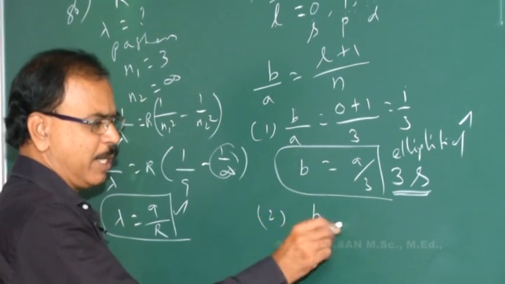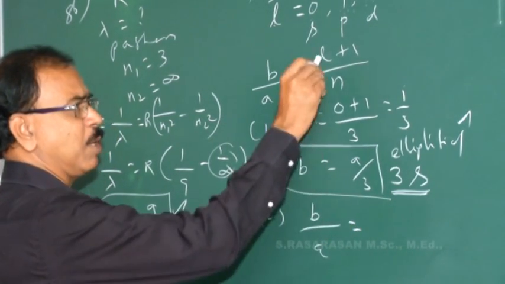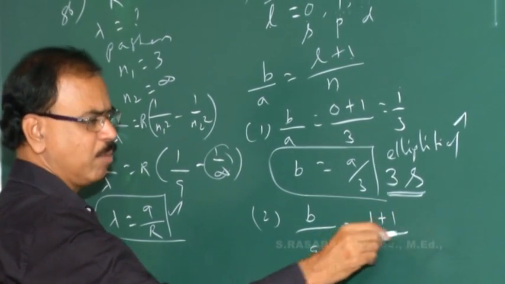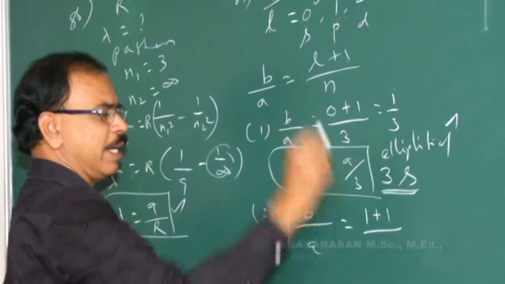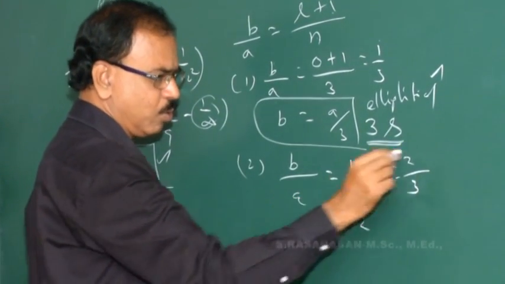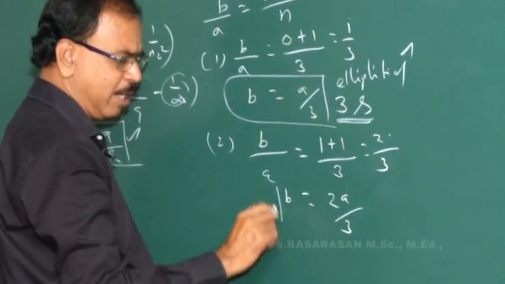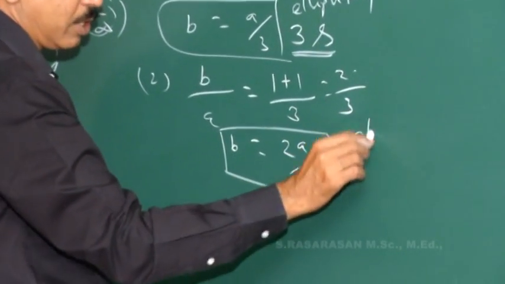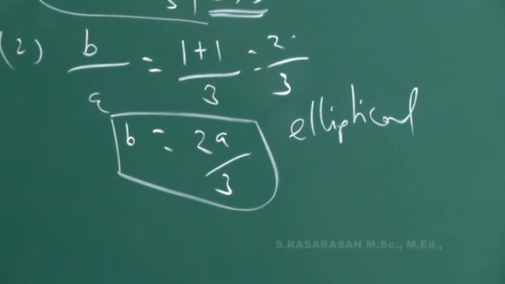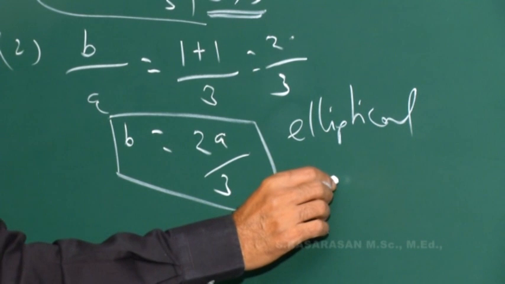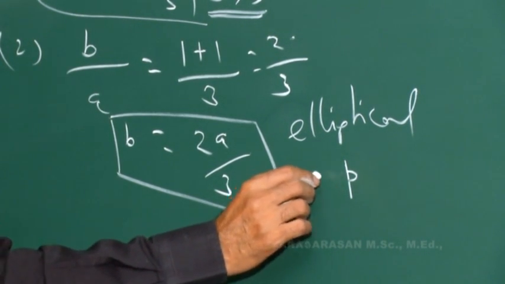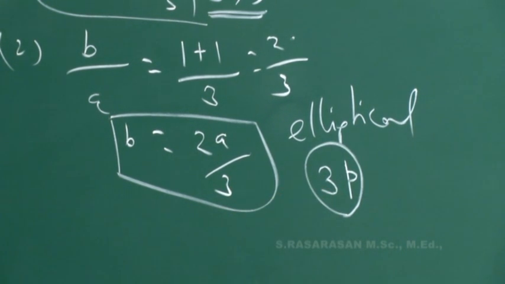Second, repeat the formula: b by a is equal to (L plus 1) by n. Now take L as 1, so 1 plus 1 by n, which is 3. So it is 2 by 3, so b is equal to 2a by 3. Again b is not equal to a, so this is also elliptical in shape with different dimensions. Here L is 1, it is the P subshell, n is 3, so the 3P subshell is elliptical.